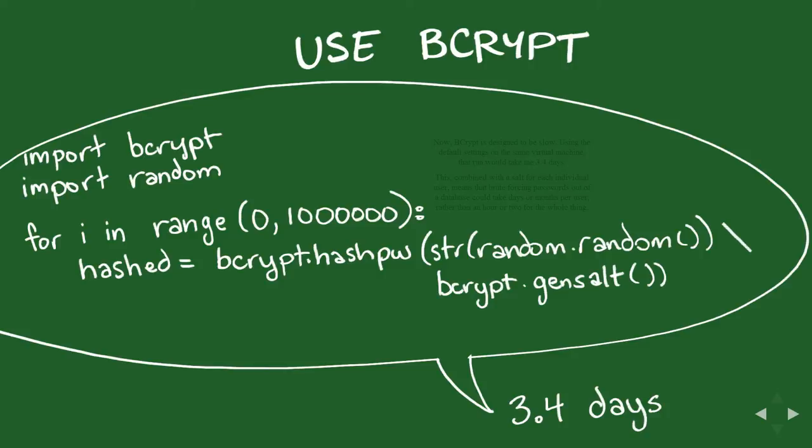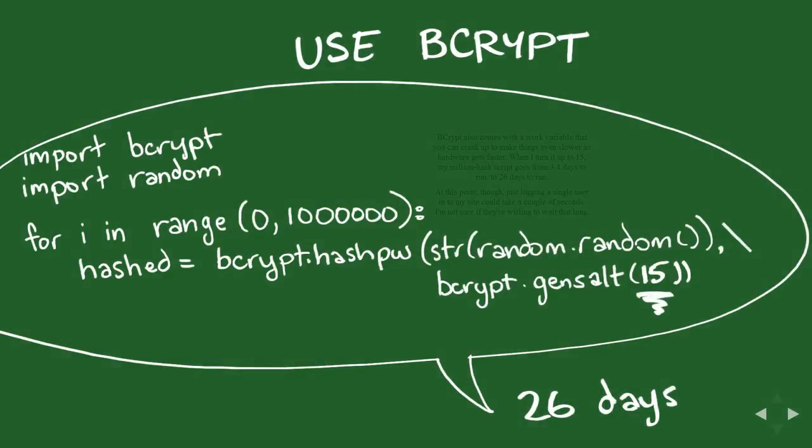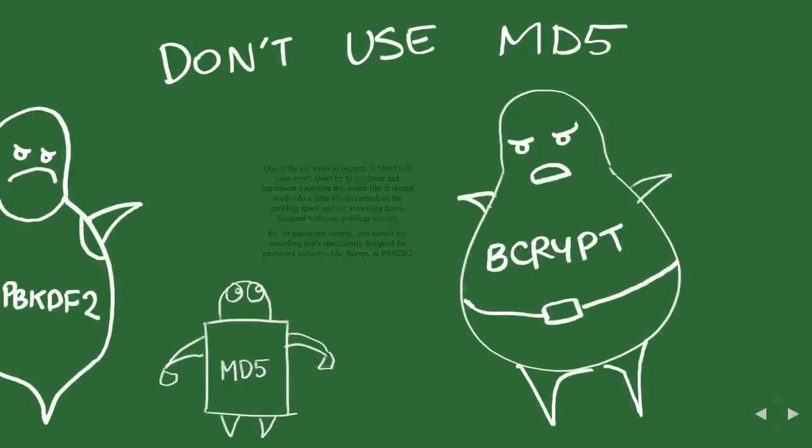This, combined with a salt for each individual user, means that brute forcing passwords out of a database could take days or months per user, rather than an hour or two for the whole thing. Bcrypt also comes with a work variable that you can crank up to make things even slower as hardware gets faster. When I turn it up to 15, my million hash script goes from 3.4 days to run to 26 days to run. At this point, though, just logging a single user into my site could take a couple of seconds, and I'm not sure if they're willing to wait that long.